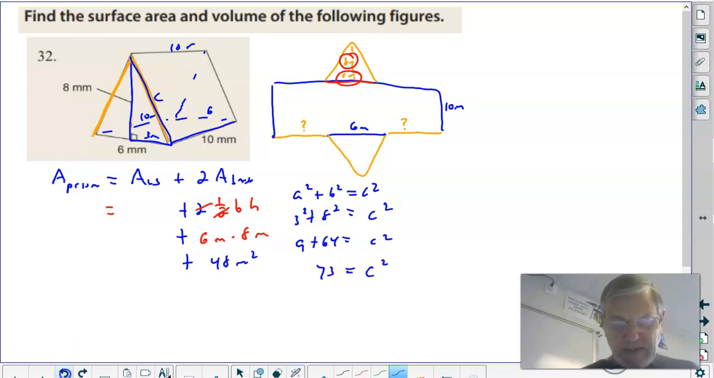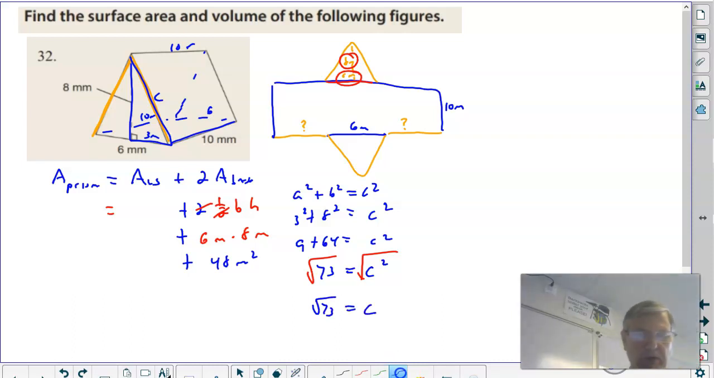And then remember, to get to C, I have to take the square root of both sides. So this is going to be the square root of 73. Yuck. Brother. All right. They're making you work for this one. So this is the square root of 73, and this is the square root of 73.